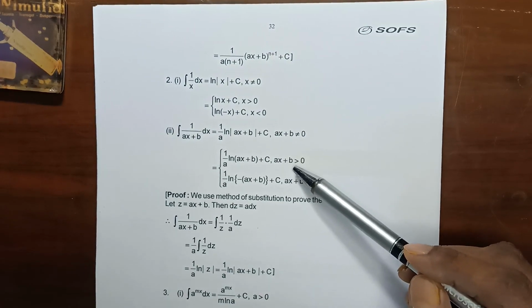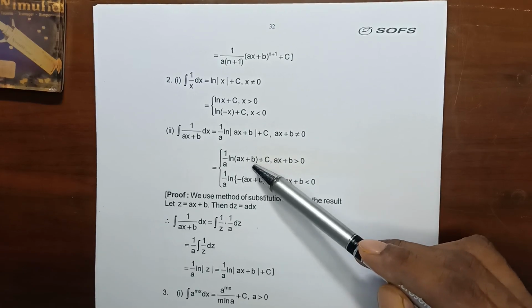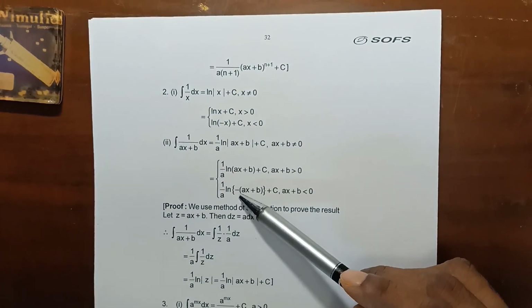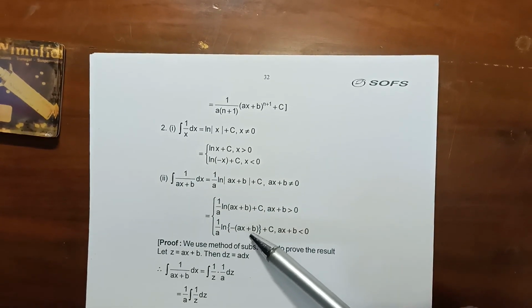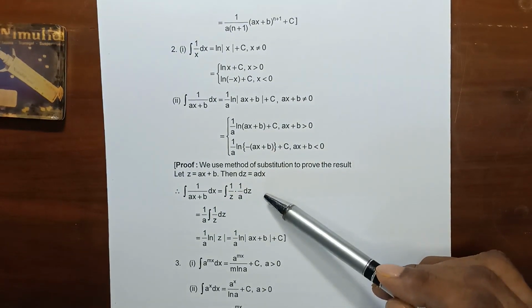Similarly as before, if ax plus b is greater than 0, simply mod of ax plus b is equal to ax plus b. But if ax plus b is less than 0, clearly it will be minus of ax plus b, because minus of ax plus b is a positive quantity. It can also be established by the method of substitution.